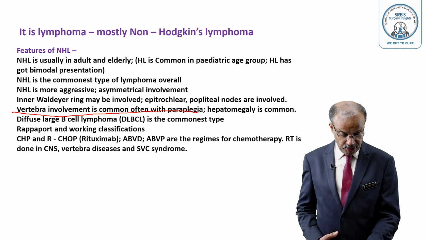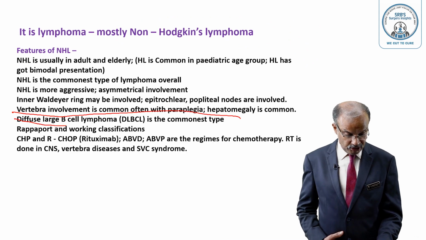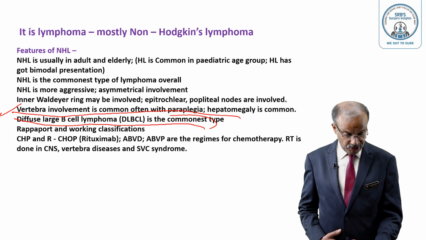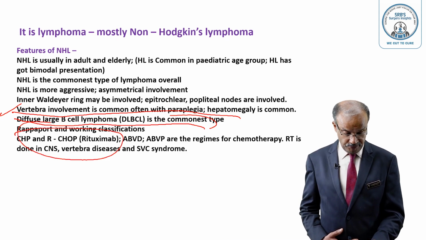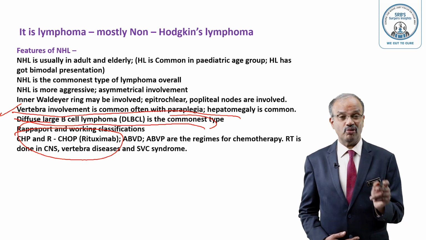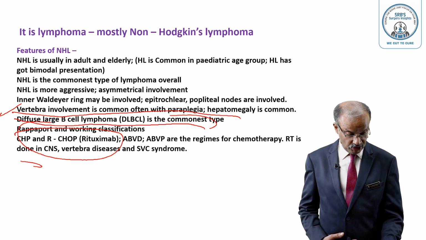Vertebra may get involved, with paraplegia. Diffuse large B-cell lymphoma is the commonest type. MCQ question: Rappaport and working formulation are different classifications. Main treatment is chemotherapy. Radiotherapy you can give once the spine is involved or the brain is involved and so on. Main treatment is chemotherapy.